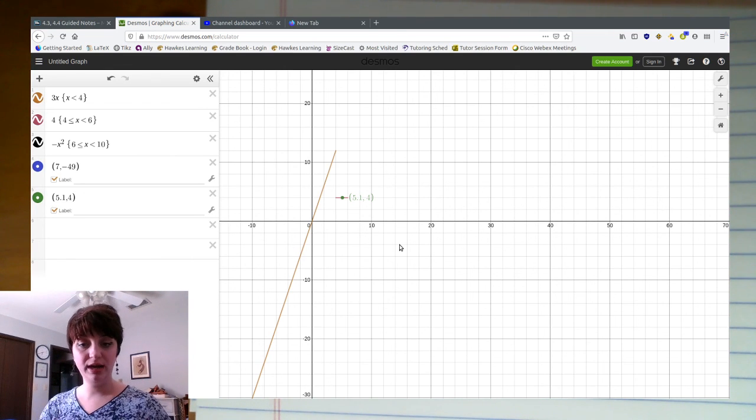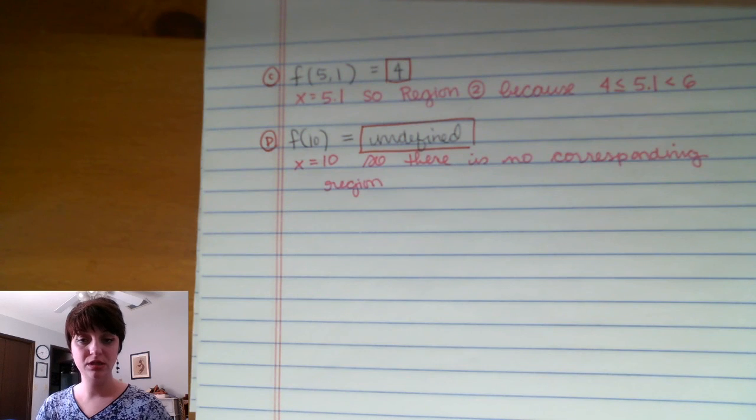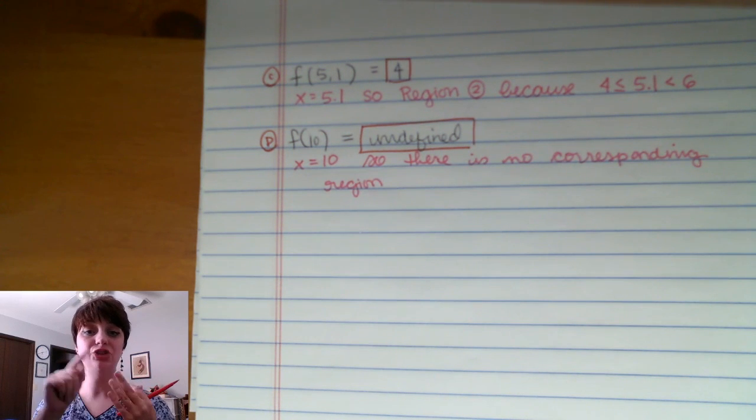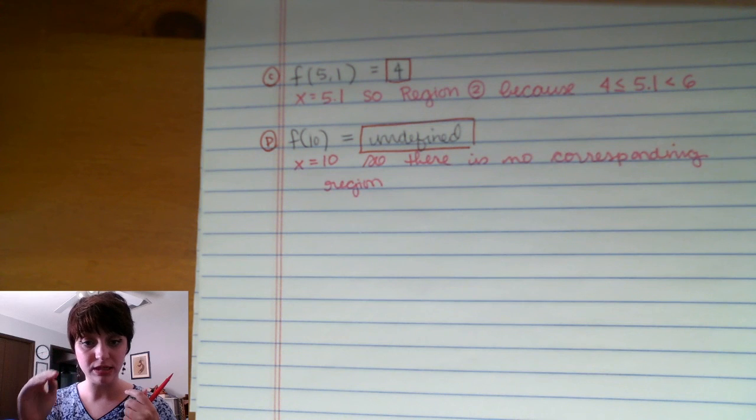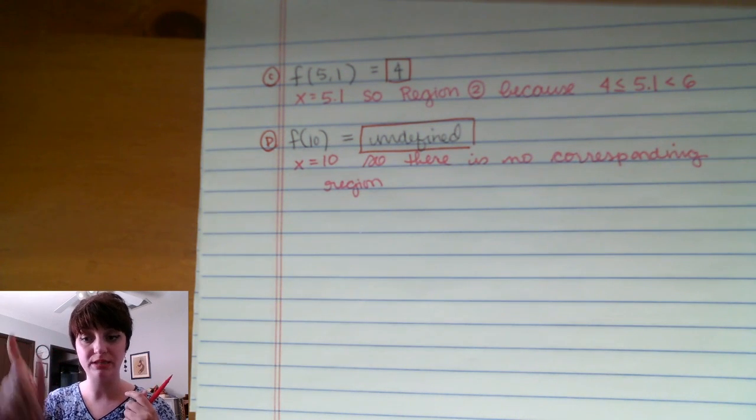All right. So evaluating piecewise functions, write what your x value is, figure out which region you're in, then you evaluate at just that region. You don't plug x into each piece, only the piece that it's defined on.